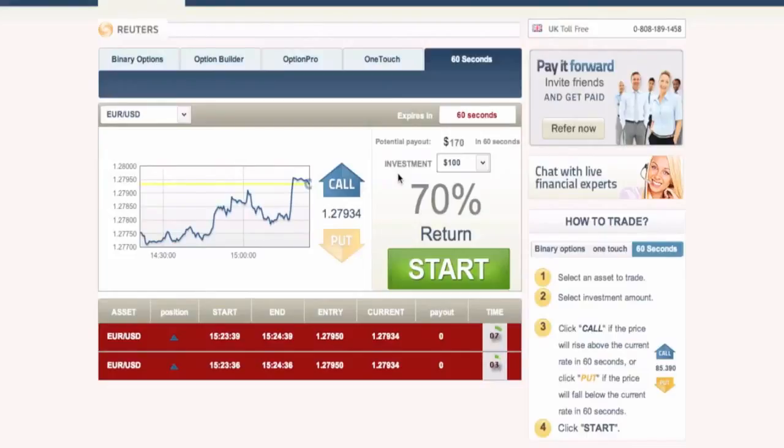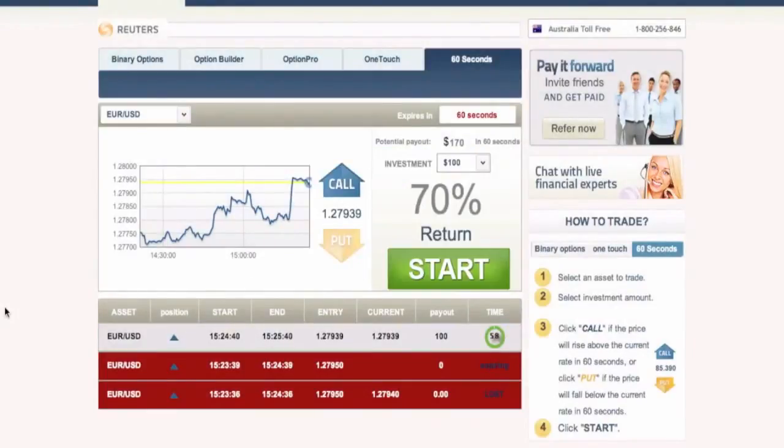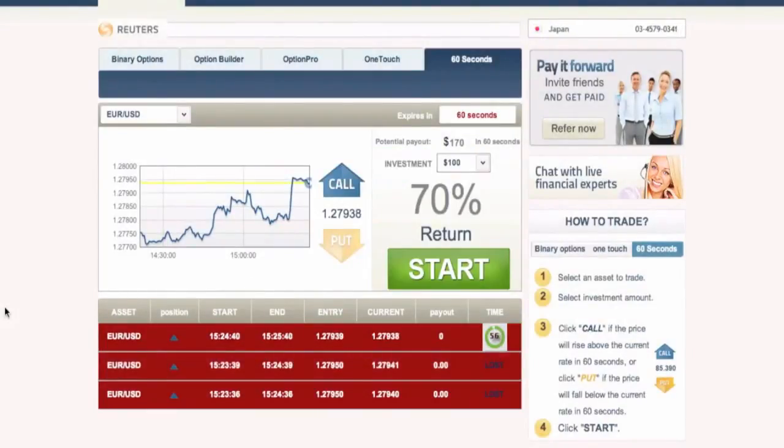Here we go. 6, 5, 4, 3, 2, 1, 0. Hit start, approve the trade, and we're straight in there. Now, this trade is 100% guaranteed to win, because what I've done is I've traded with 5 trades on a 0.5 decimal base in the same direction on a very predictable currency.